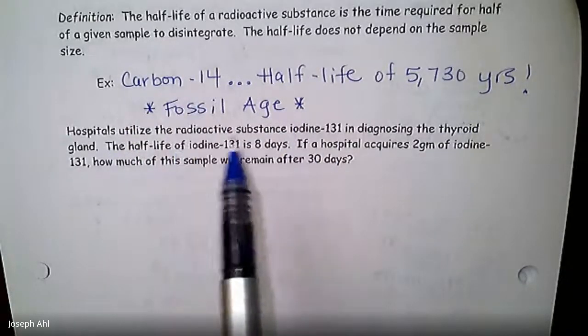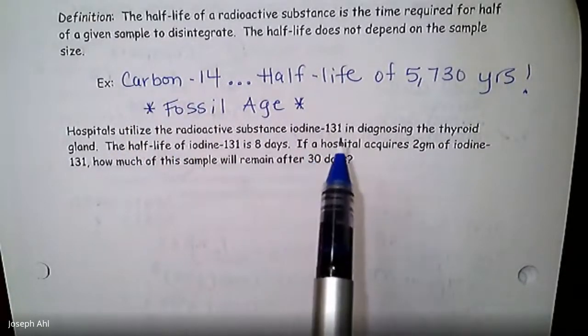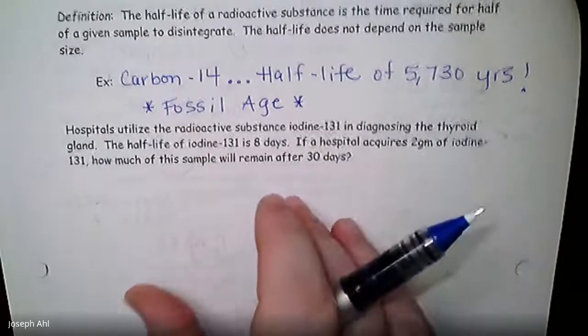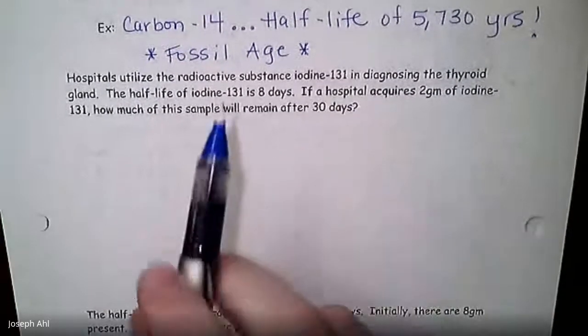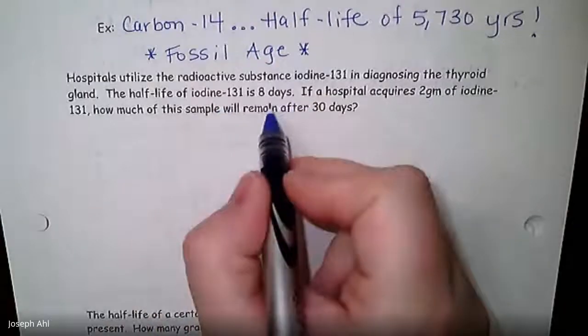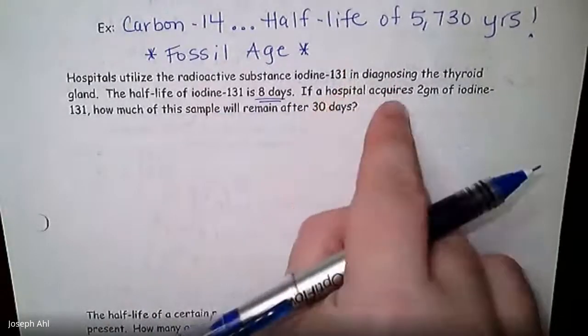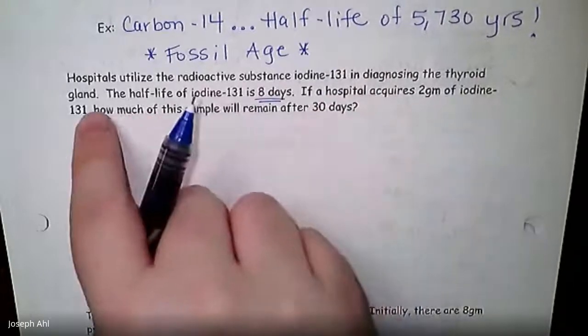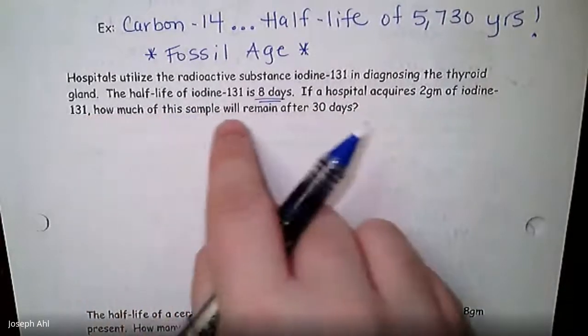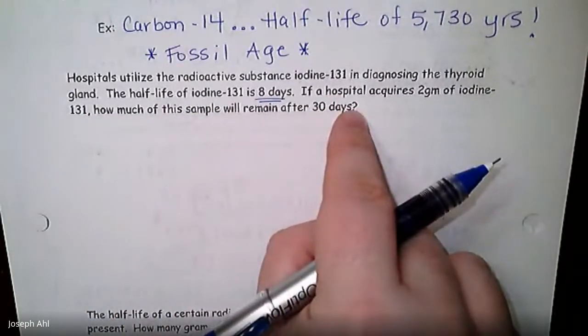So hospitals use a radioactive substance called iodine-131 in diagnosing the thyroid gland. The half-life of iodine-131 is only 8 days, so that seems a little bit nicer than our carbon-14. If a hospital acquires 2 grams of iodine-131, how much of the sample will remain after 30 days?